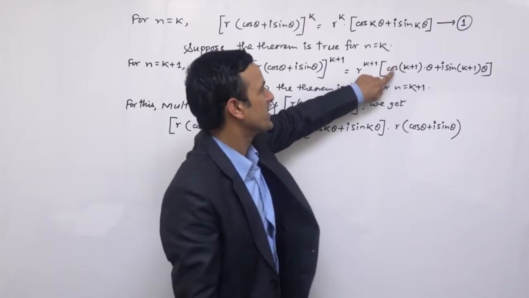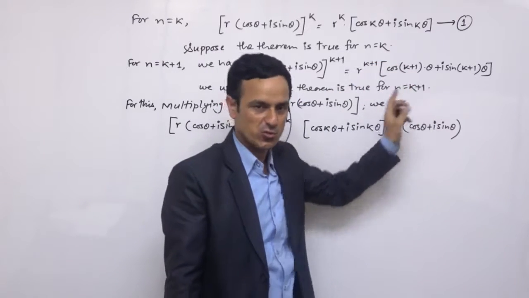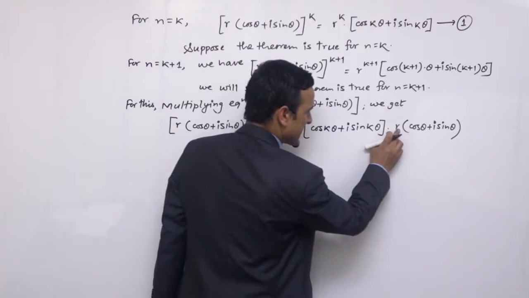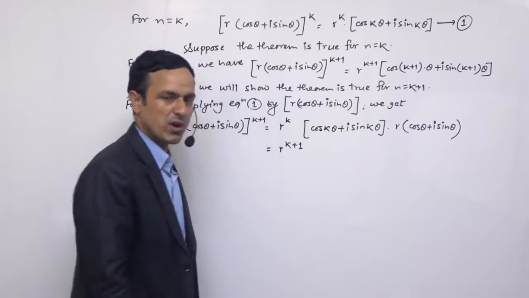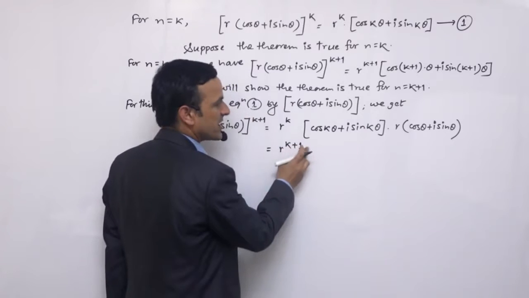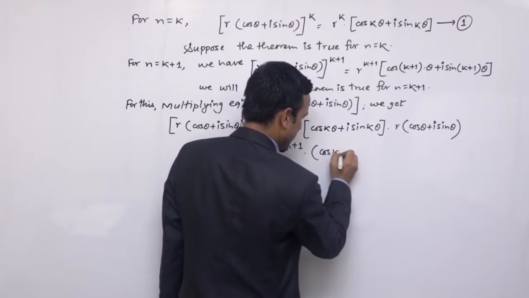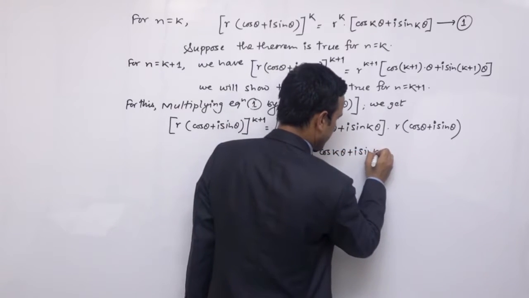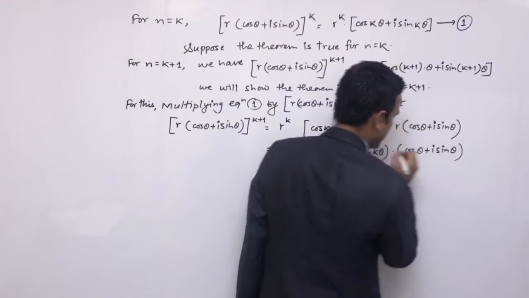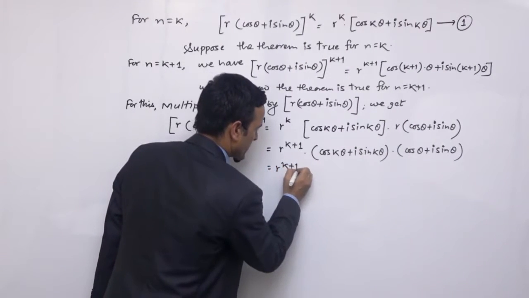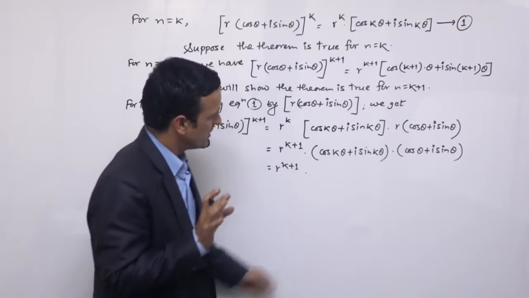यो multiply गरेको term बाट आउनु पर्ने result यो हो, because we are going to prove this theorem is true for n is equal to k plus 1. So if we multiply this r and r को power k together, then we get r power k plus 1. यहाँ power k, यहाँ power 1, so altogether k plus 1, and this into this. So what will happen now? cos k theta plus i sin k theta into cos theta plus i sin theta, now solving together, so multiplying this and this all together.